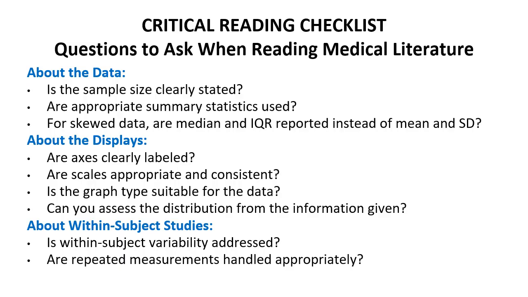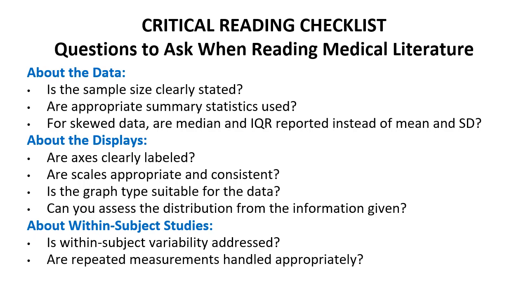So this is about critical reading checklists. These are things that you need to look at when reading medical literature. What about the data? Is the sample size clearly stated? Are appropriate summary statistics used? For skewed data, are the median and the IQR reported? If you don't see that, that's a red flag, right? Are the axes clearly labeled? Sometimes this is missing in journals and it's extremely confusing. What about the scales? Are the scales appropriate? Have the questions also been asked appropriately? Is the graph suitable? We already know a pie chart for continuous data is wrong. Can you assess the distribution? There should be enough information provided within the article that will tell you.